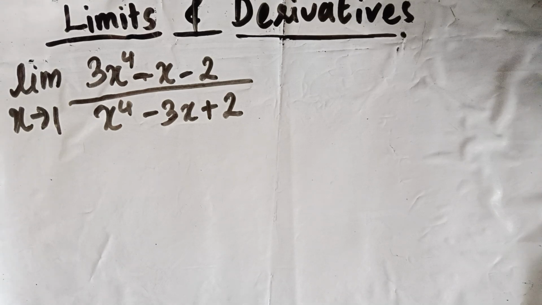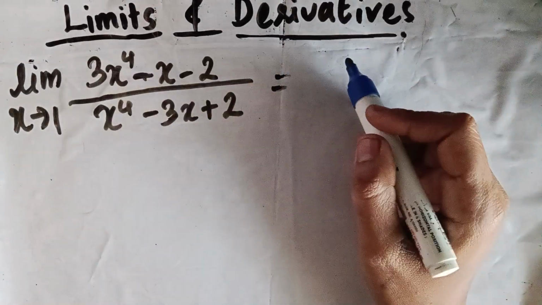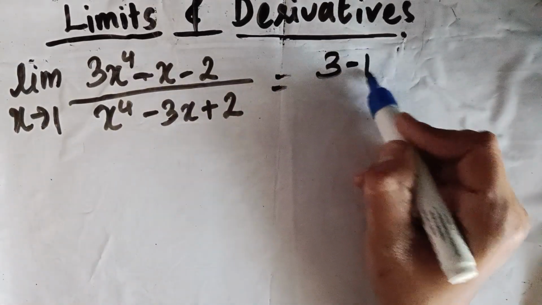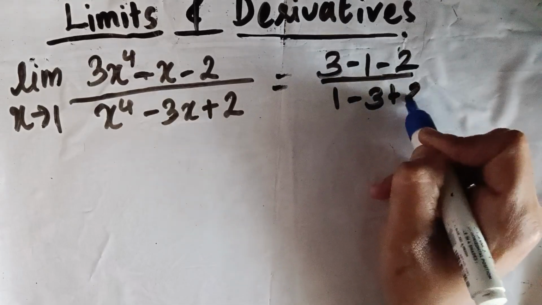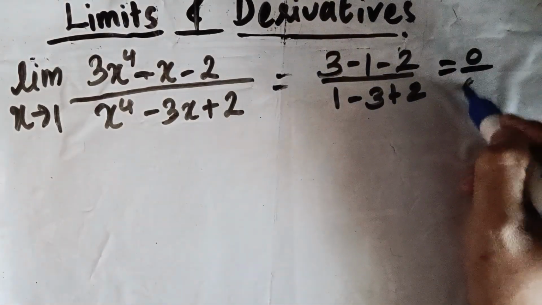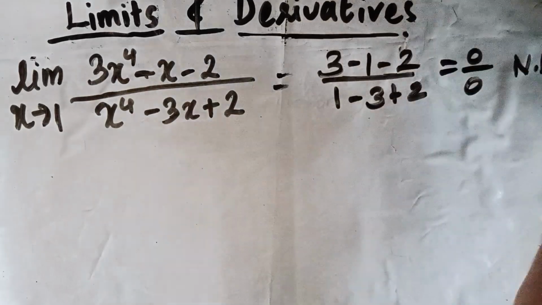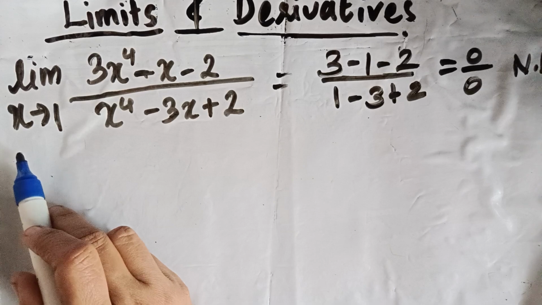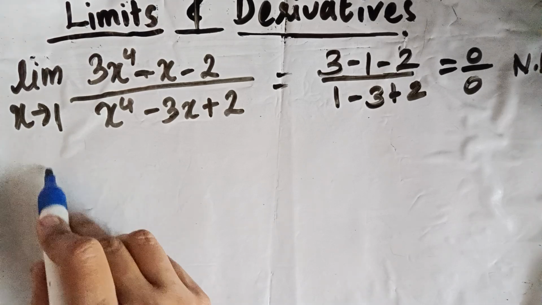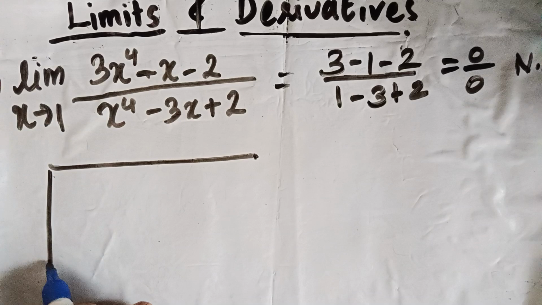Next question. Here both numerator and denominator have the same degree. So for both we have to use synthetic division to reduce them. First you put x equal to 1. So 3 minus 1 minus 2 upon 1 minus 3 plus 2. So this is 0 by 0, not defined. Okay. Now reducing both. Now which factor do we have to take?